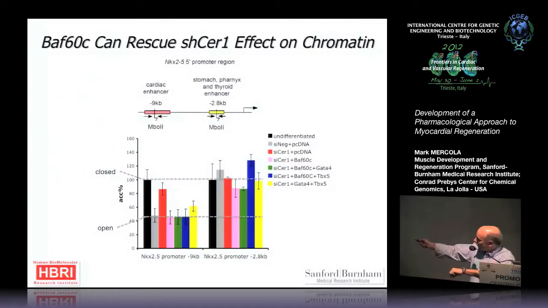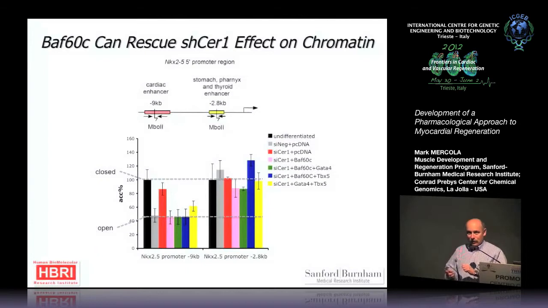Furthermore, if you have a block of Cerberus and you add various molecules back, can you open the chromatin even when you've blocked Cerberus? So here are the two controls as before. Here's the closed chromatin in red here. It closes when you have siRNA to Cerberus. And then if you add BAF60C, it opens again. BAF60 plus GATA4 also open. BAF60 plus TBOX5 open. And here, interestingly, when you leave out BAF60 and you just add the transcription factors, it's somewhat intermediate between the two.